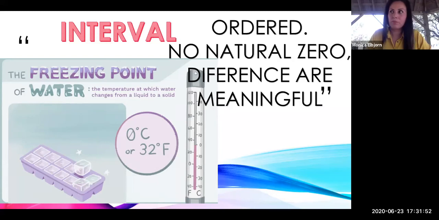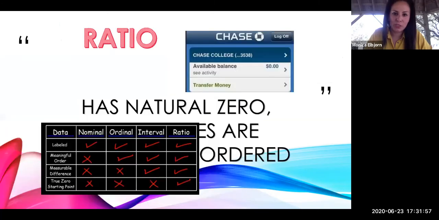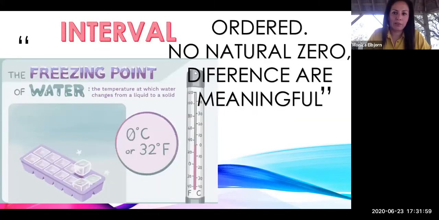I'll give away a quick example for the next one, which is a ratio. If you have zero in your bank account, that means you have no money. But what about the temperature? If you have 0 Celsius, that doesn't mean you have no heat. If you go to 0 Fahrenheit, there's still a temperature, so the 0 is just part of the numbers. That means no natural zero.